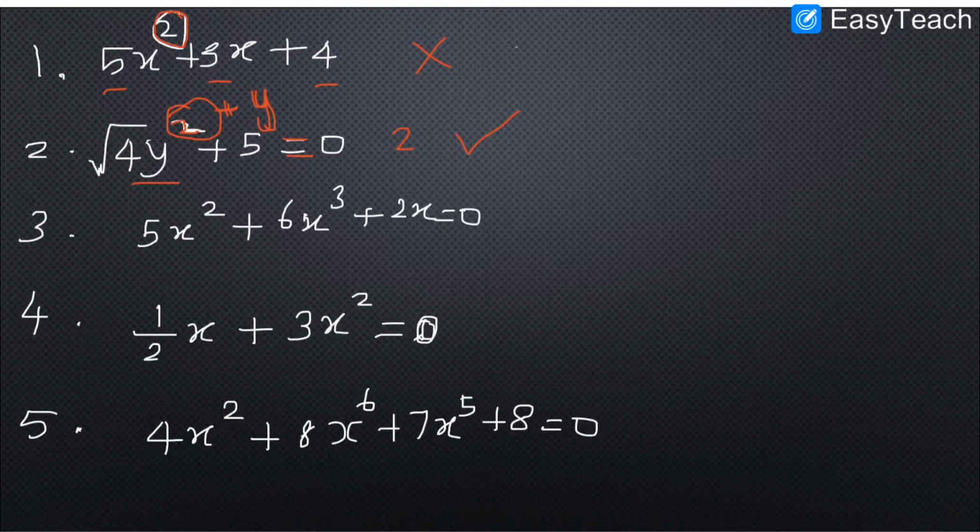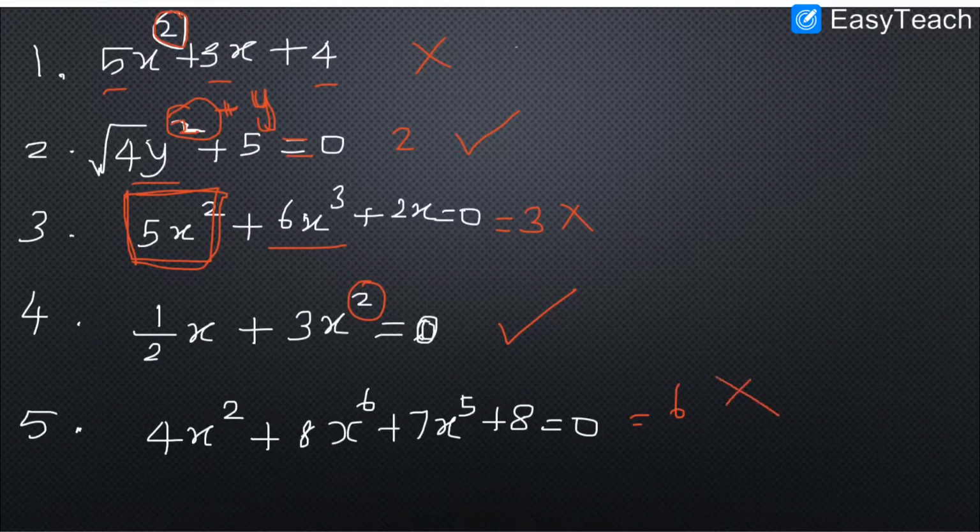In the third equation, the first term is an x square term. But look at the second term, we have 6x cube, which means the degree of this equation is 3. So this is not a quadratic equation. Never come to conclusions by looking at the first term only. The degree of the total equation plays the important role. Then in the fourth equation, yes, it is an equation and the degree is 2, so it must be a quadratic equation. In the fifth equation, no, the degree is 6. So this is not a quadratic equation.